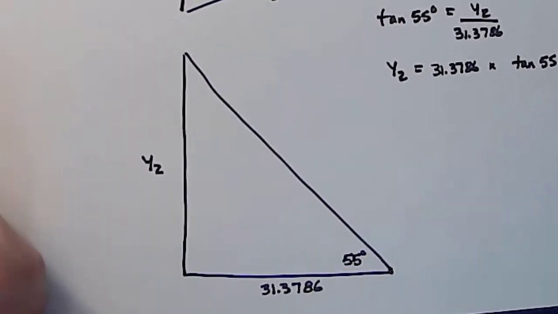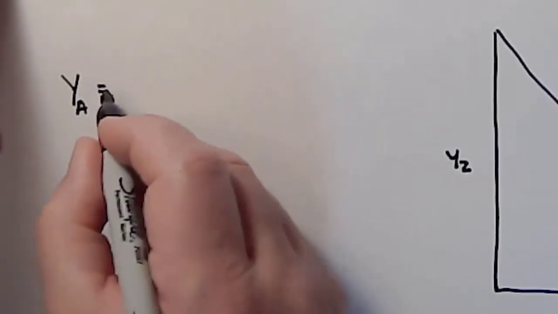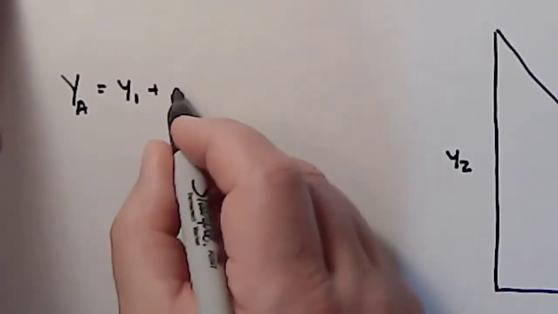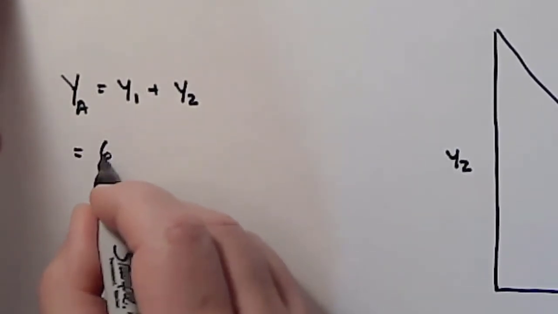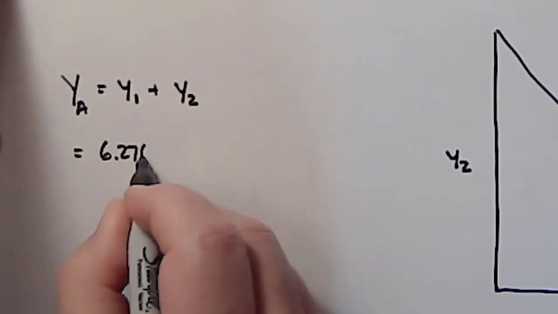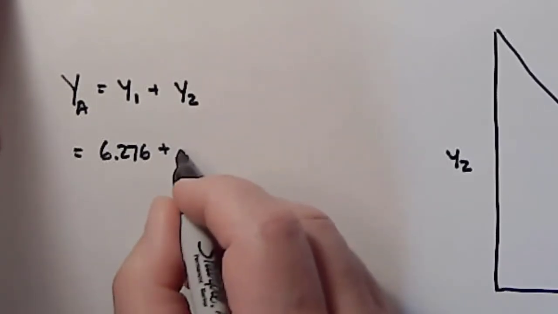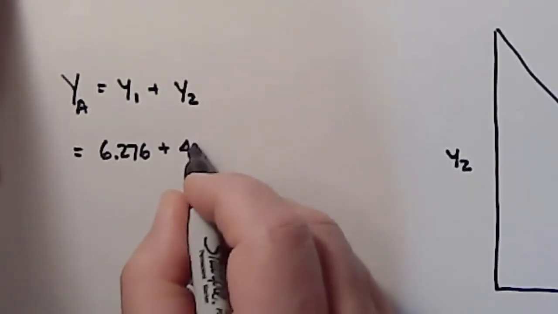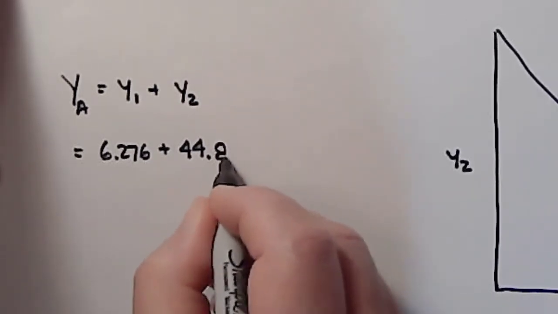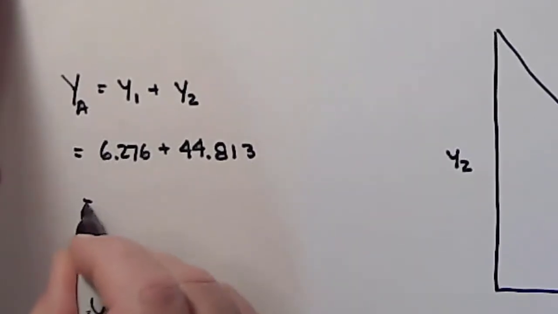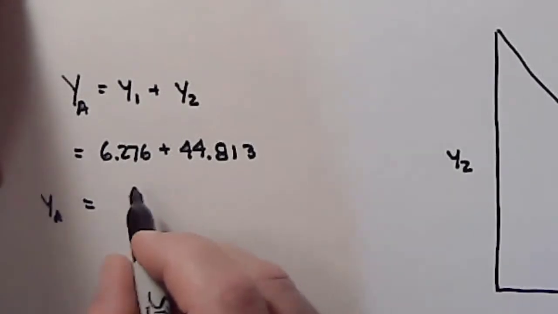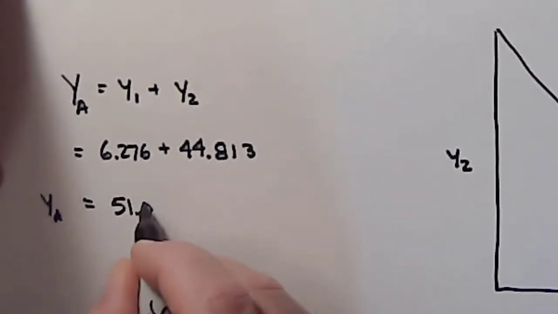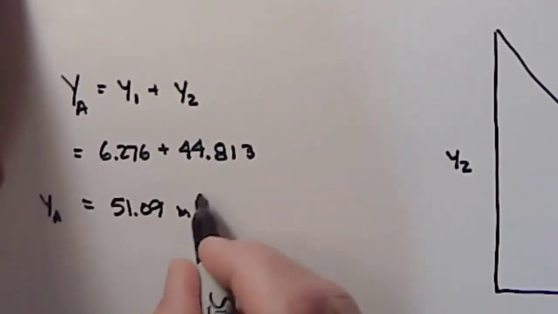Now my height of my antenna is y1 plus y2, 6.276 plus 44.813, or the antenna height is 51.09 meters.